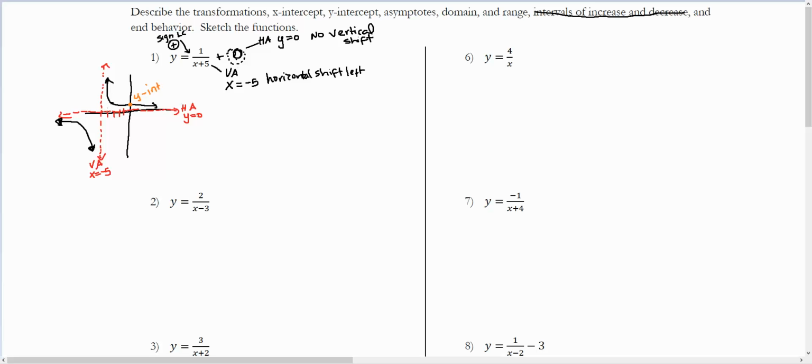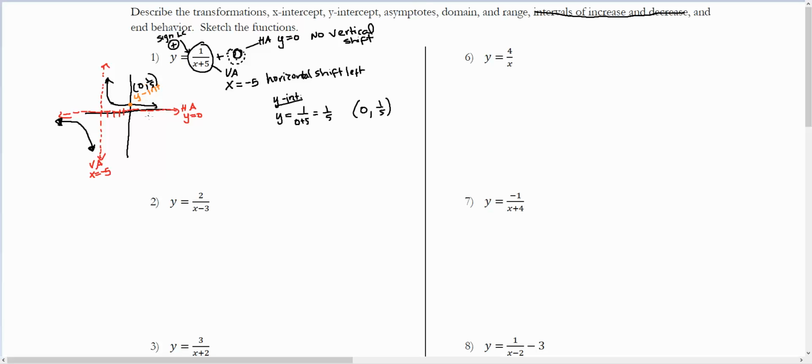The only place that you cross is a y-intercept, so we need to solve for it. We said we were going to make x equal to 0 in the original function. So it's 1 over 0 plus 5, which is 1/5. So the point is (0, 1/5). Let me write this in here. What kind of transformations do we have? We have a horizontal shift to the left, 5 units. We have no vertical shift, and we have no reflection.